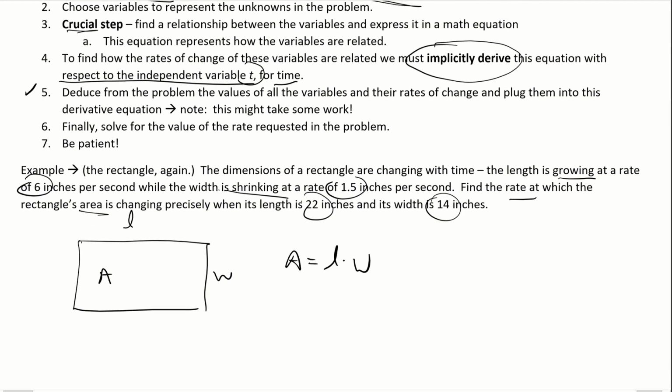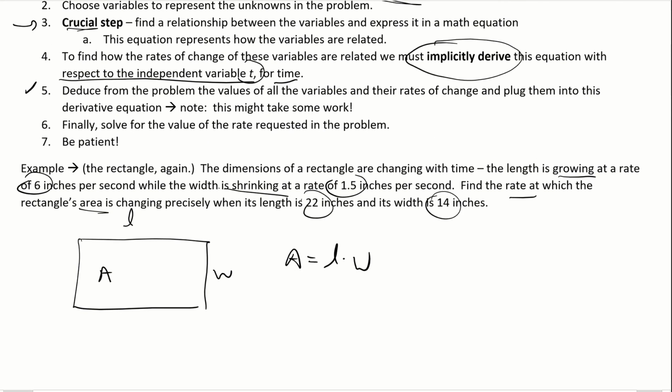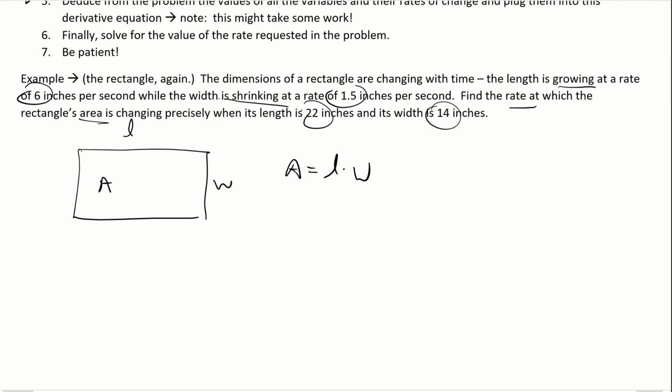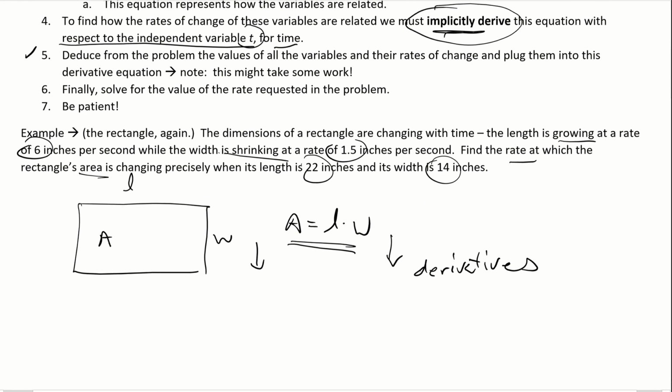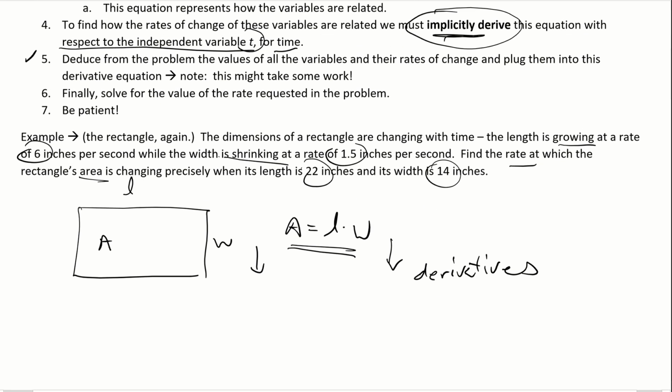So this notorious step number 3, the crucial step, was actually not hard for this one. But here's the process. This is how they're related to each other, but we want the rate of change relationship. That is to say, we want the derivative. We want to see those derivatives with respect to time. So we take this equation, what did I say up here? We implicitly differentiate.